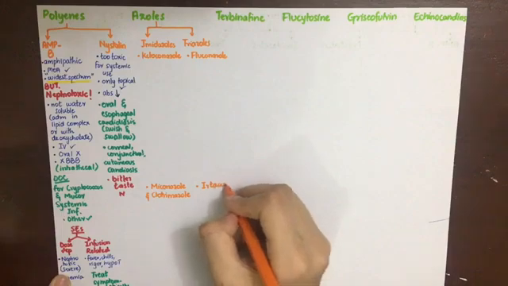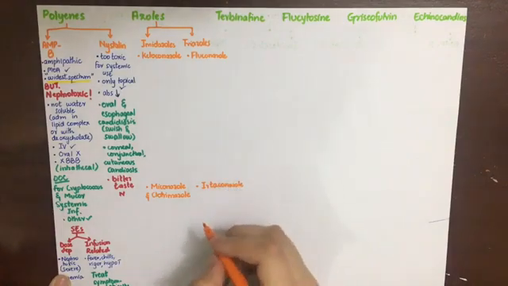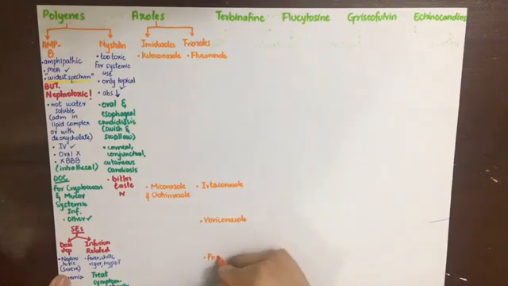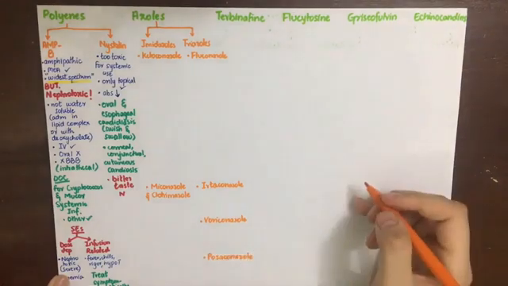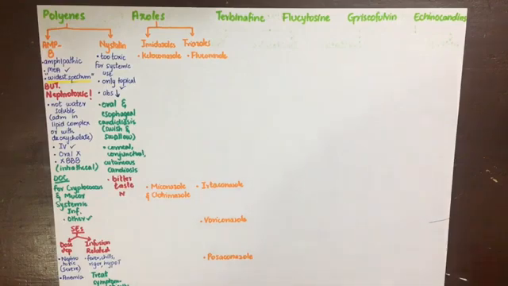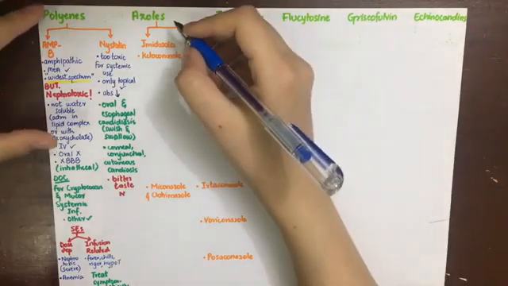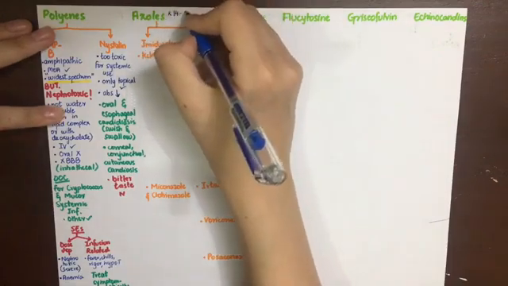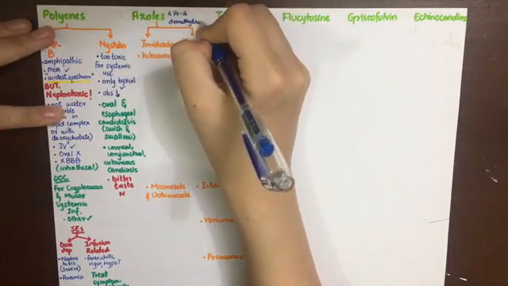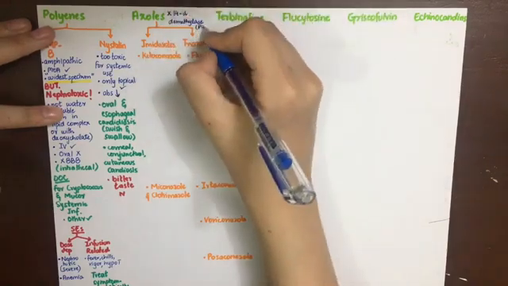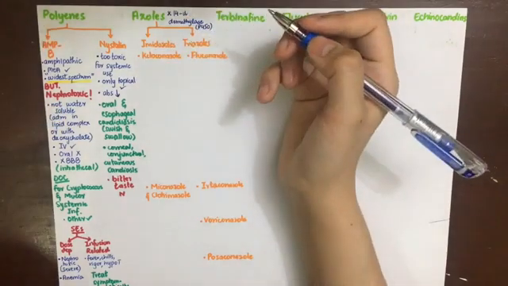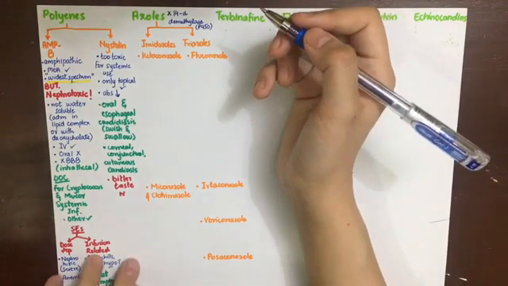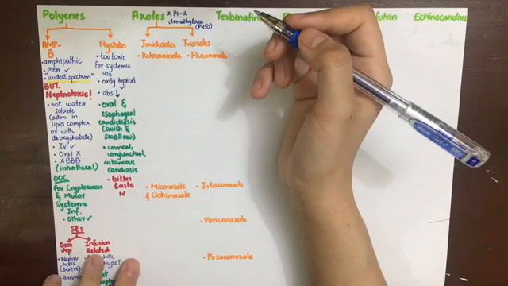Itraconazole, voriconazole, and posaconazole. Now, azoles inhibit fungal P450 dependent enzymes such as 14-alpha-demethylase. This enzyme is involved in the conversion of lanosterol into ergosterol, which is the final step of ergosterol synthesis. By inhibiting ergosterol synthesis, it will damage the cell membrane of the fungus.